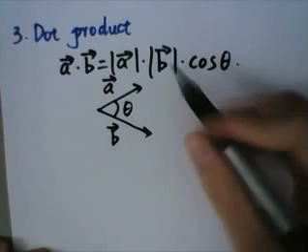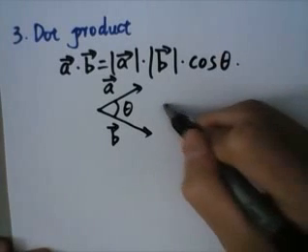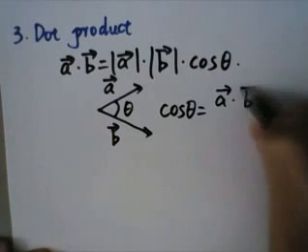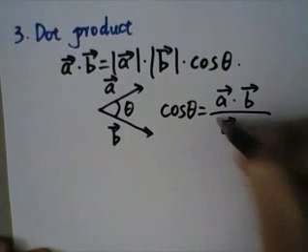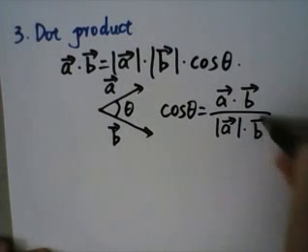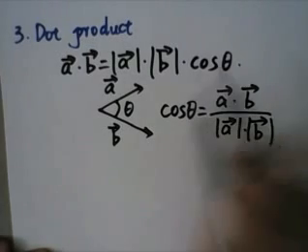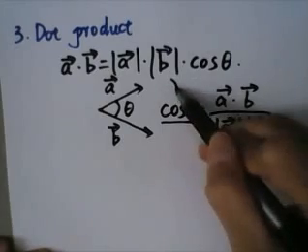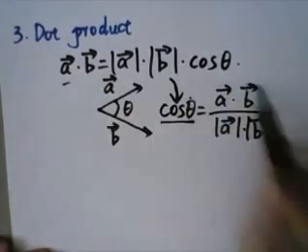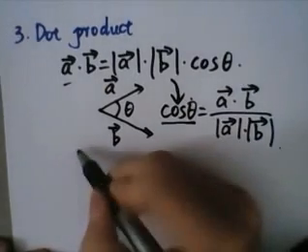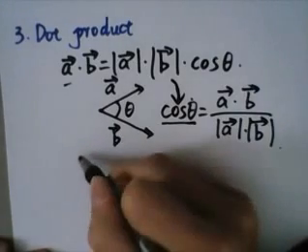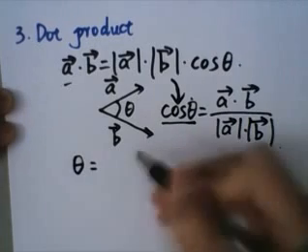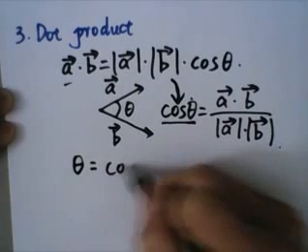Then we can easily find the angle between A and B because cosine theta is equal to A dot B divided by the length of A divided by the length of B. This formula is just from the previous formula. So if we know vector A and vector B, then we can easily find the angle between them because theta is just equal to the inverse of this cosine function.